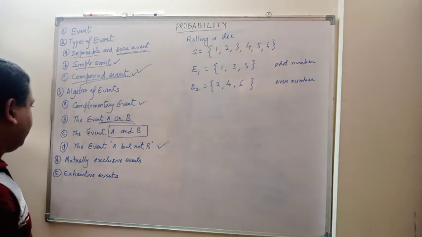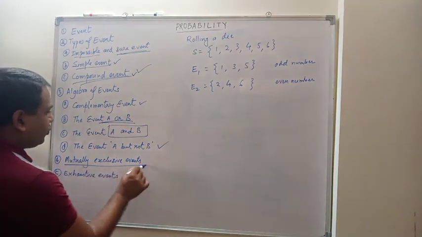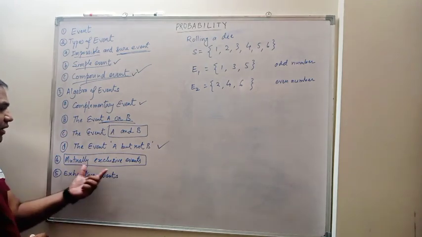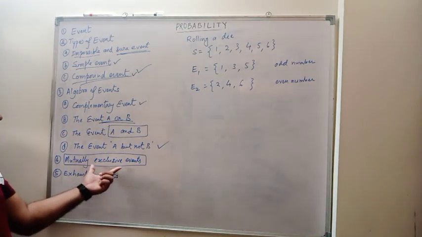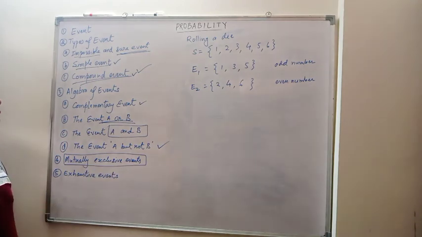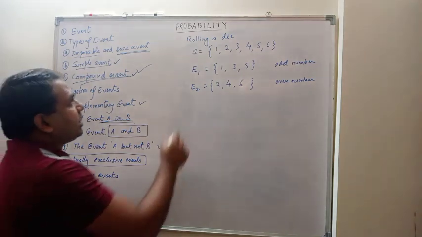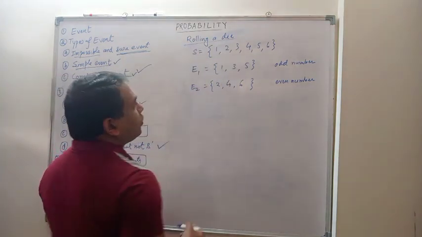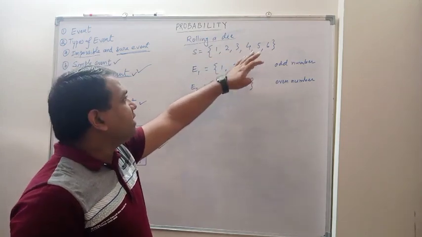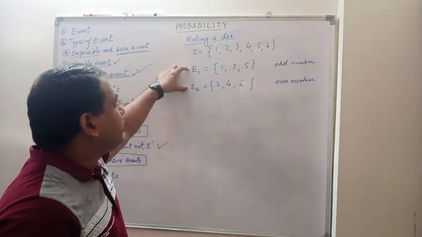Now we will see this mutually exclusive event, and this is a very important one. Basically questions will be of this type only, and we have to emphasize this very much. So what I am taking is an example of rolling a die, and the sample space you are getting is 1, 2, 3, 4, 5, 6, and I have considered two events.